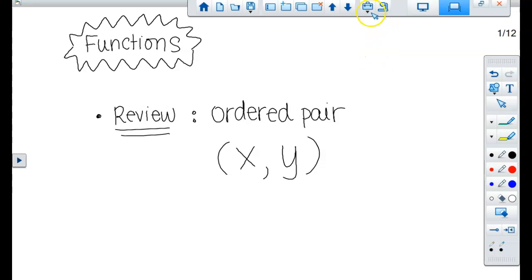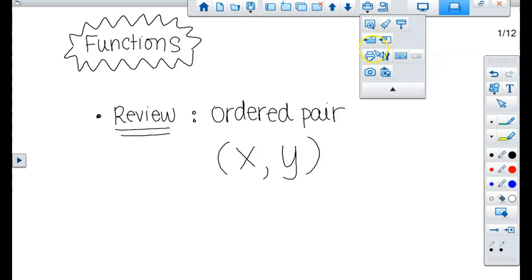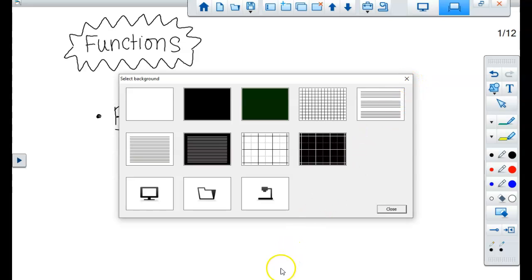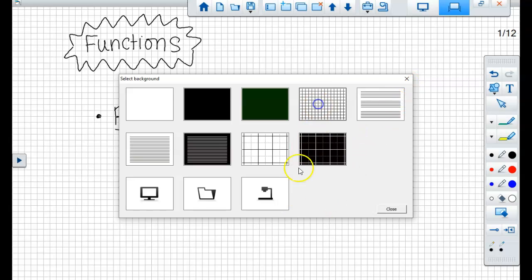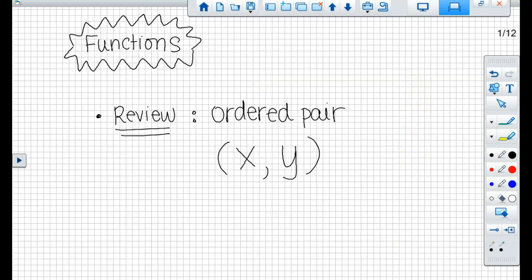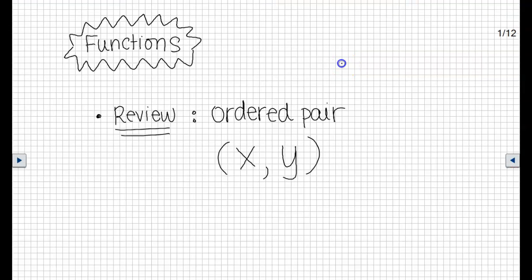So let me see here if I can remember where my graph paper is on this thing. And here it is. So I'm going to put a grid on the board here. And real quickly, I'm going to put a graph on here. So here is an x-axis. And then here is a y-axis. So this is that coordinate plane that you're accustomed to seeing when you're graphing.